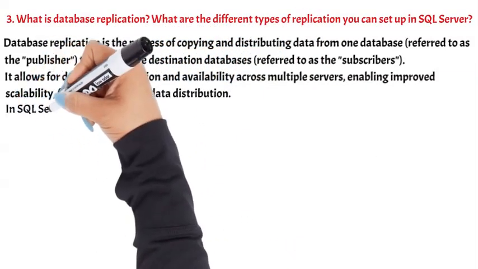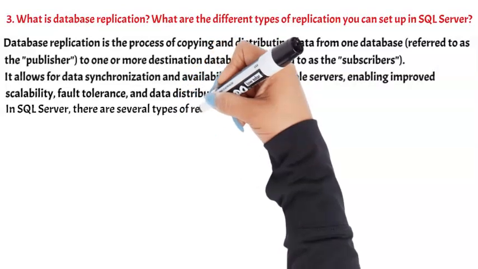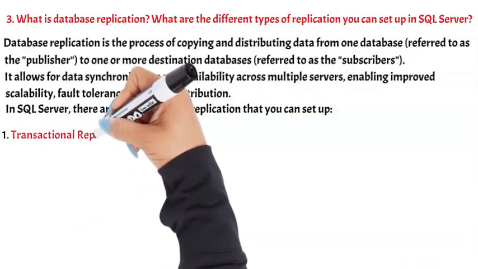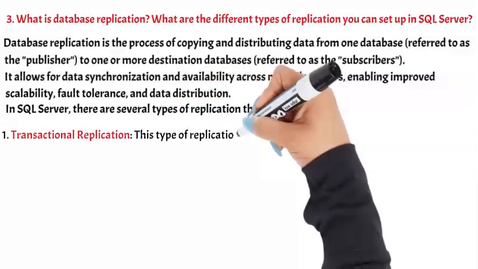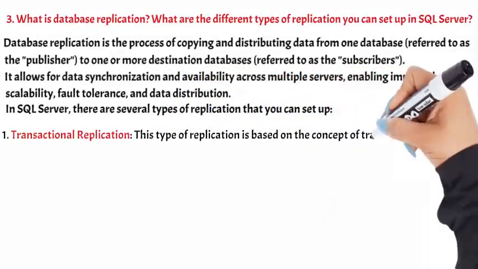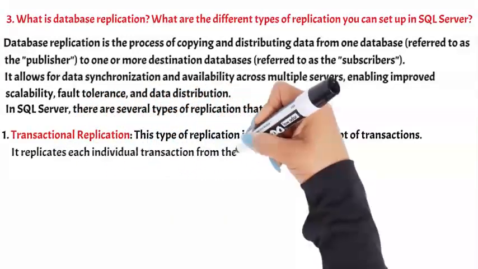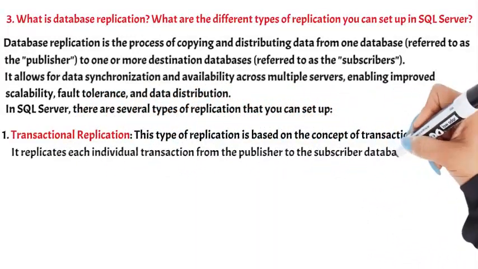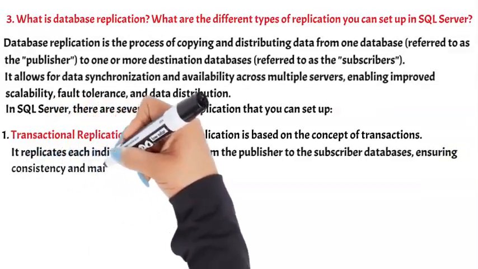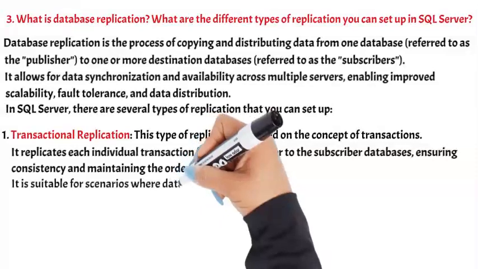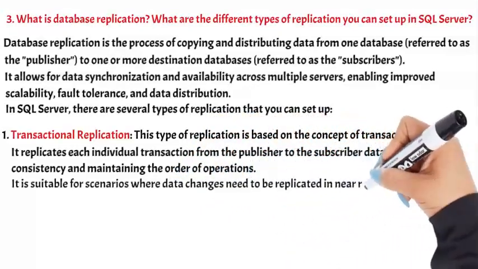In SQL Server, there are several types of replication that you can set up. 1. Transactional replication. This type of replication is based on the concept of transactions. It replicates each individual transaction from the publisher to the subscriber databases, ensuring consistency and maintaining the order of operations. It is suitable for scenarios where data changes need to be replicated in near real time.